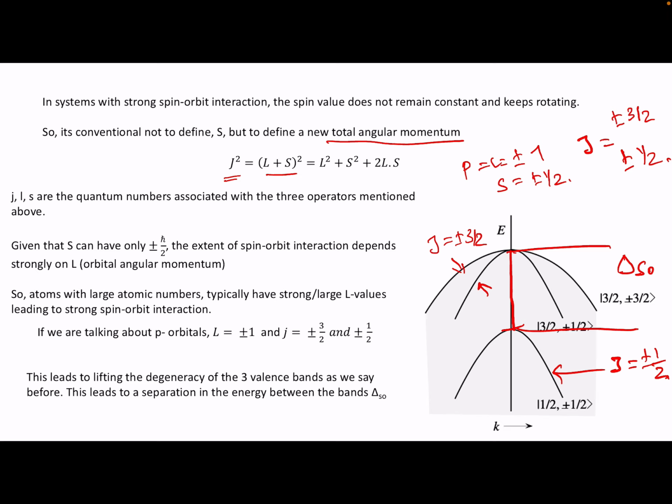Now when you have two bands like this, the one which has the smallest slope is called a light hole, and the one which has a large slope is called a heavy hole. And this is something that we saw previously. We will deal with this later on as well. And this band, which is spin orbit separated, is called the split off valence band. So you have a light hole, you have a heavy hole, and then the spin split or spin orbit split band, or spin orbit split hole.